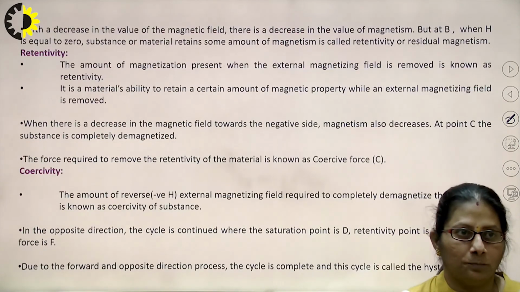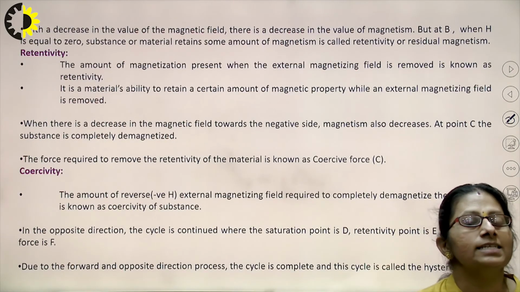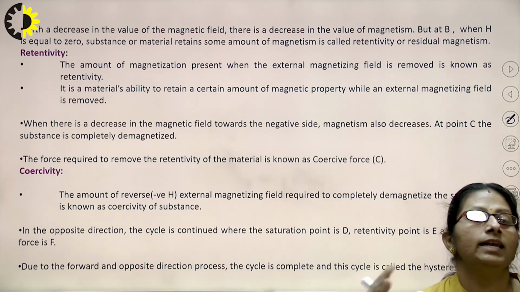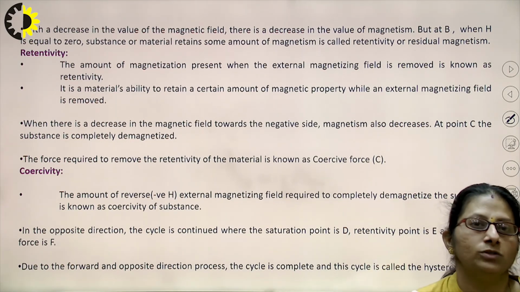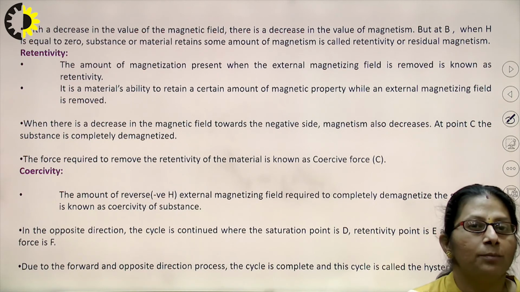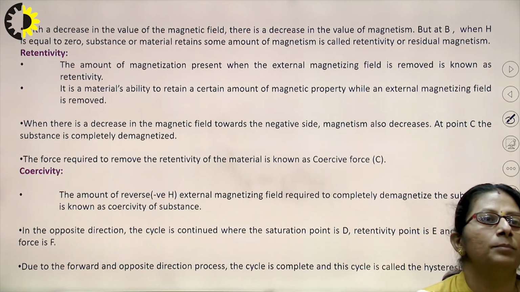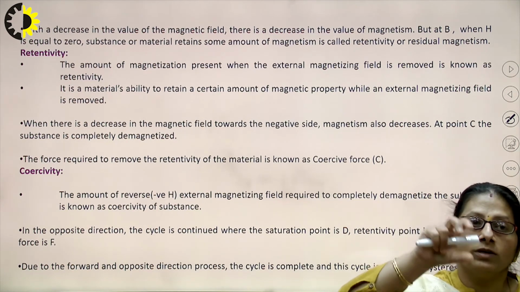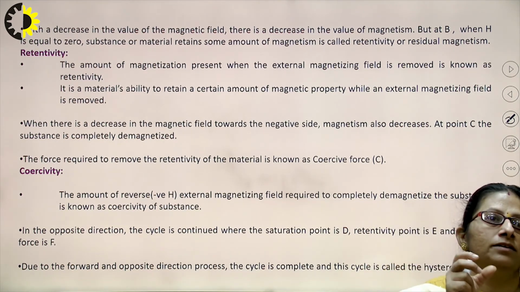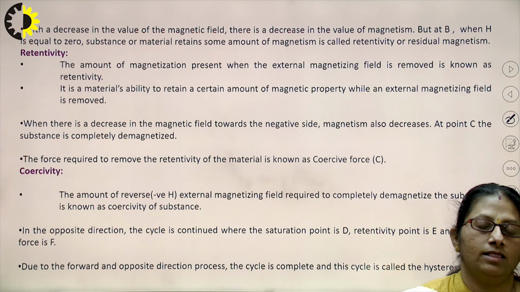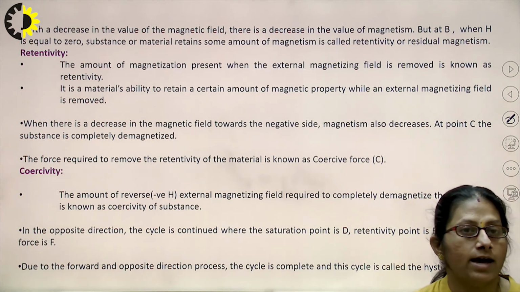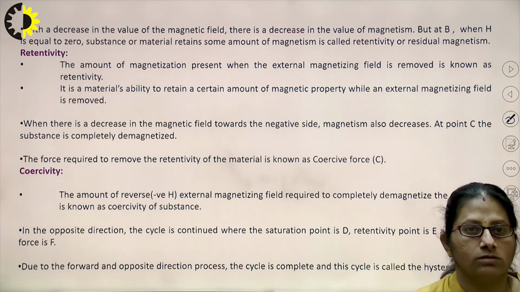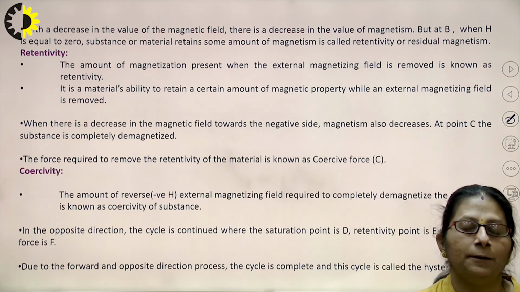Moving further, when there is a decrease in the magnetic field towards the negative side, the magnetism also decreases. At point C, the substance is completely demagnetized. And the force required to remove the retentivity of the material is called the coercive force, which is given by C.